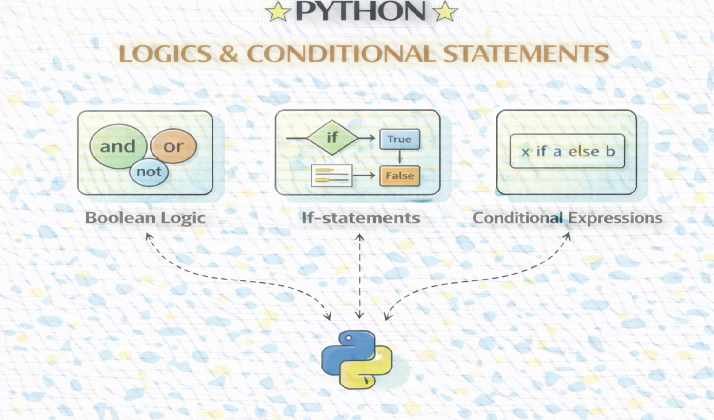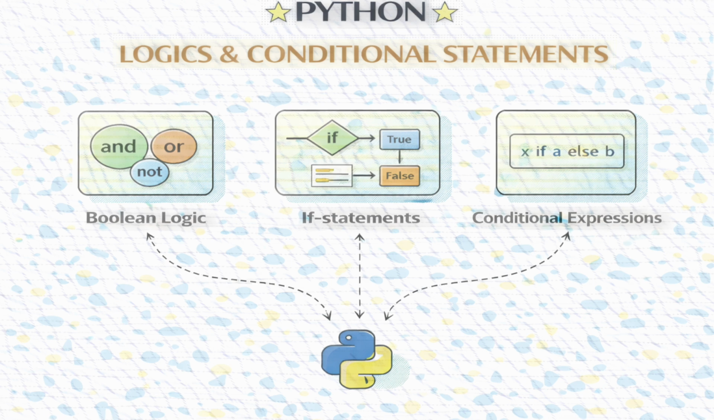And the last one is the simplest. Not. Simple but powerful. Not is just negation. It takes whatever Boolean value comes after it and flips it. Not true becomes false. Not false becomes true. It just reverses the polarity.